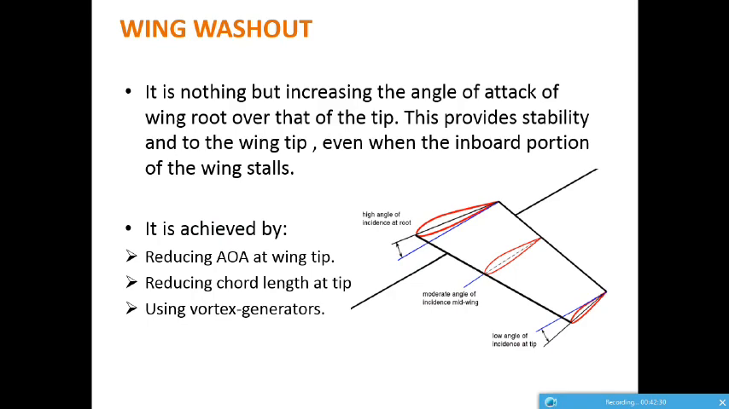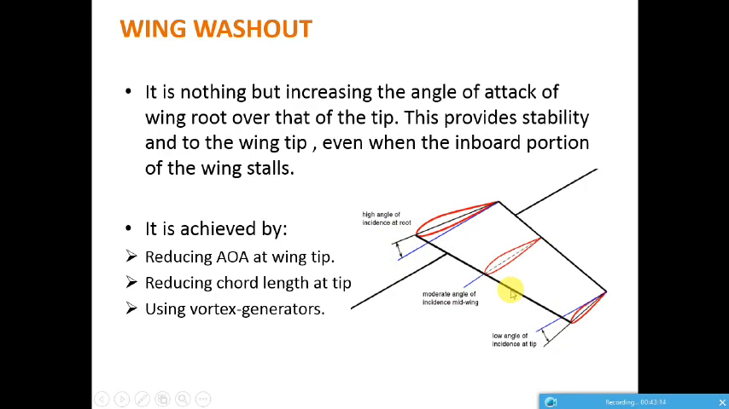Wing washout. Wing washout is nothing but the twist present as we move from the wing tip to the wing root. So this is the wing tip. Assume this is the angle, maybe the angle of attack or the angle of incidence. Compare this with this value. As you move from the wing tip to the wing root, you can see the angle of incidence at the root is a little more than the angle at the tip.